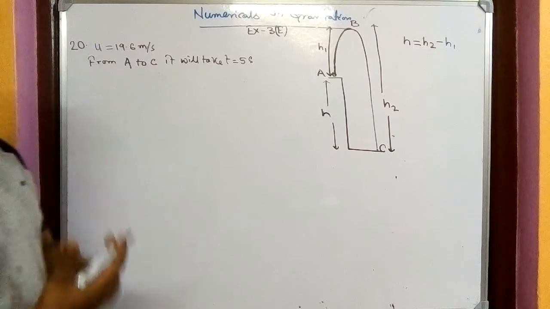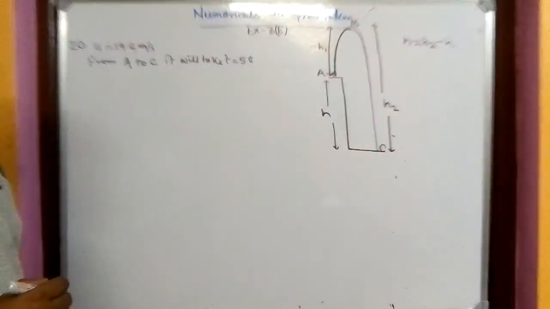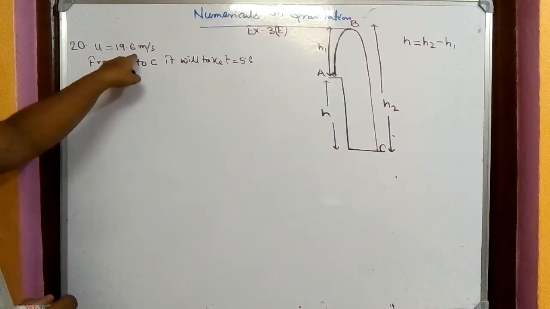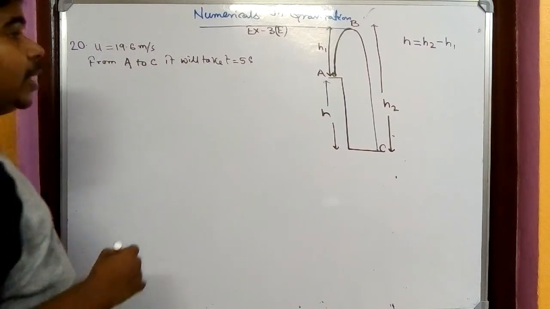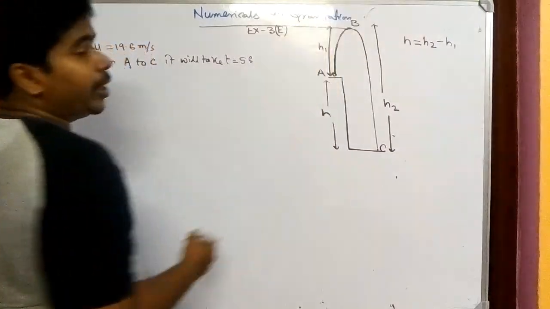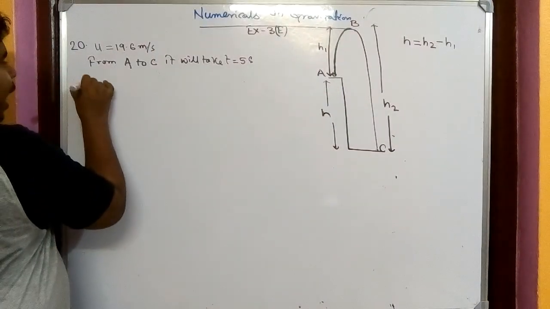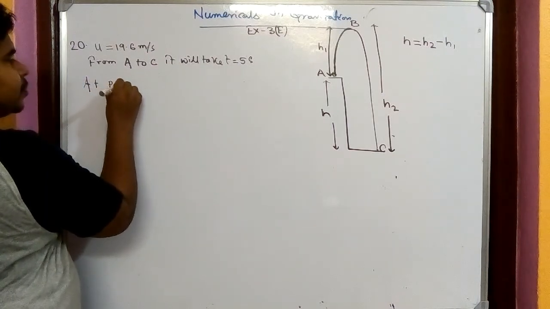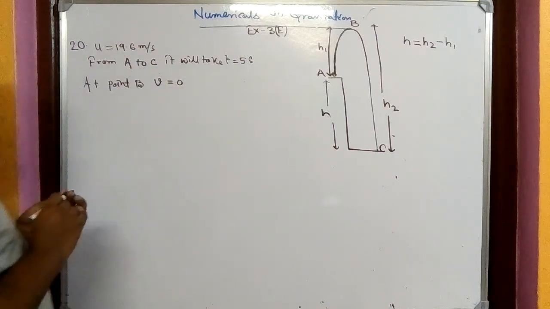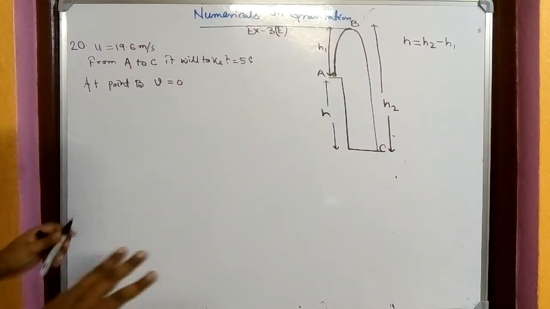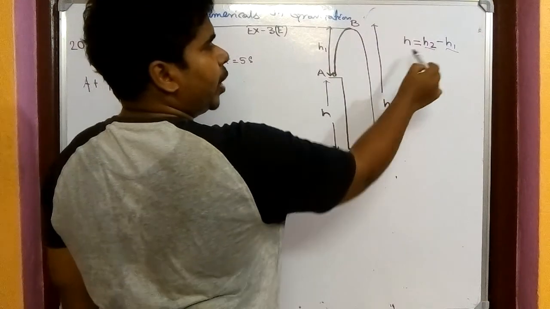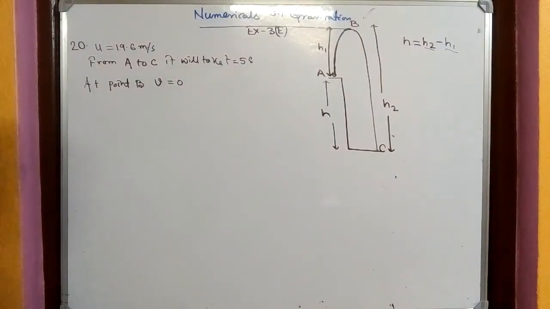So what is my position? My position is at point A. At point A, your initial velocity is 19.6 meter per second. Let's see how much height it will reach when it comes to point B. So we can say at point B, v equals 0. That is the final velocity. Okay, so my target is clear. First I have to find h1, then I have to find h2, then h2 minus h1, I will get h. That is my target, a simple target.